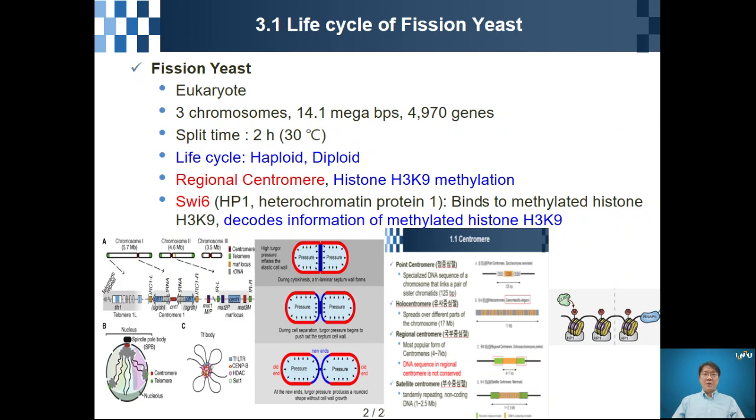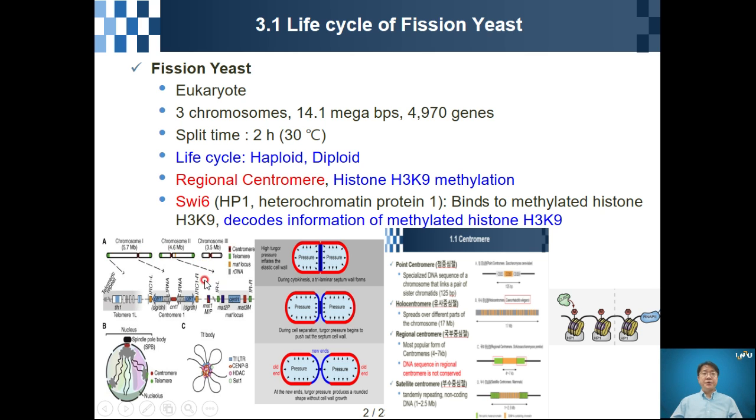In this slide, I will explain the first subject, the life cycle of fission yeast. In Korean, we call it 분열효모. Fission yeast is a eukaryote, and it contains 3 chromosomes: chromosome 1, chromosome 2, and chromosome 3. Each chromosome has heterochromatin regions, especially the telomere region and the centromere region.